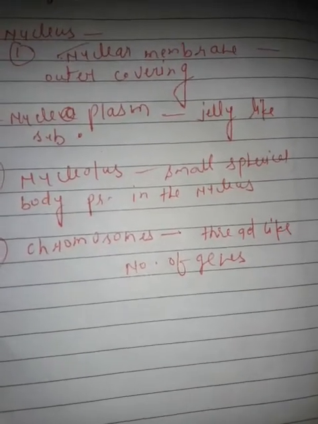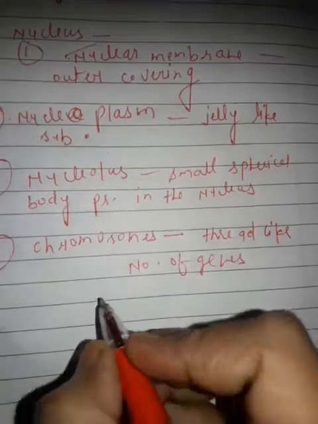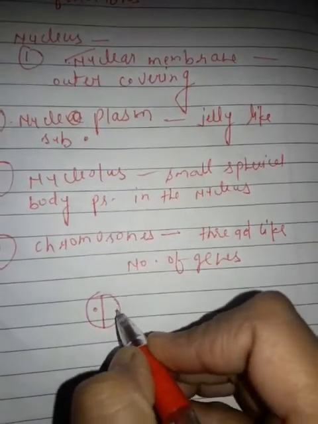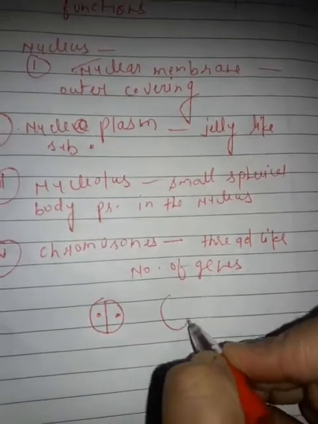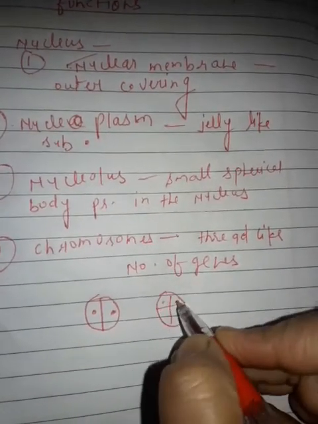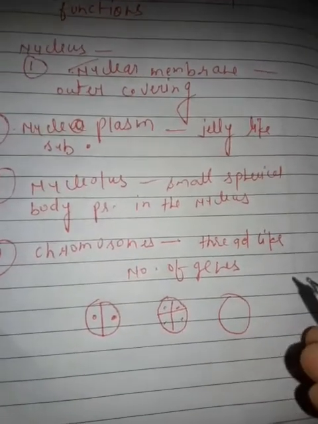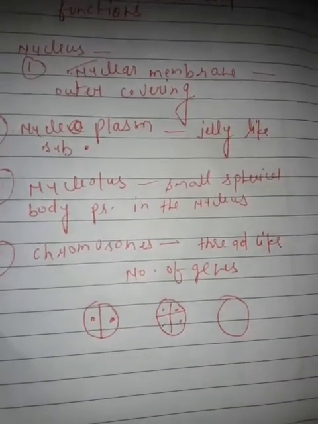The chromosomes can be seen only when a cell divides. When a cell divides, then only you can see the chromosomes. First the cell divides into two parts, then 4 equal parts, then 8 equal parts, then 16, like this the cell divides.